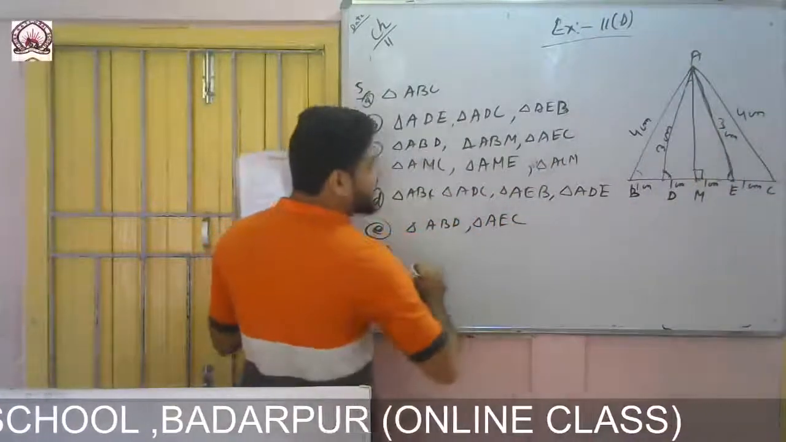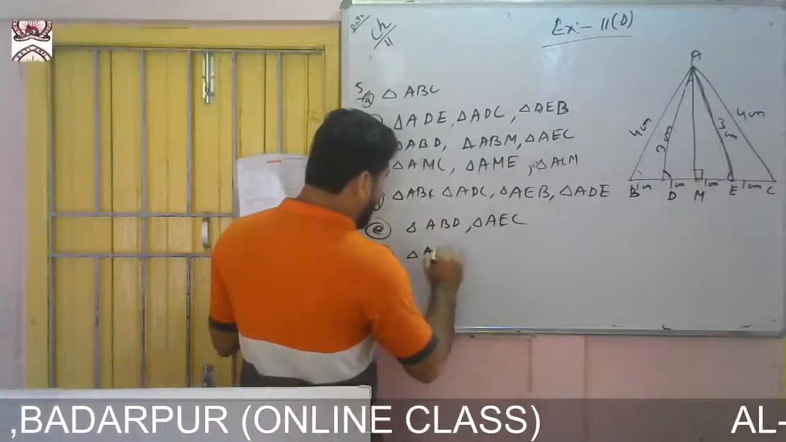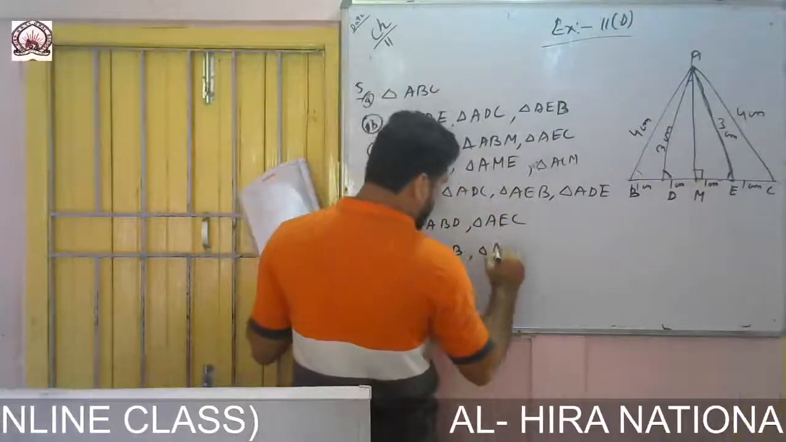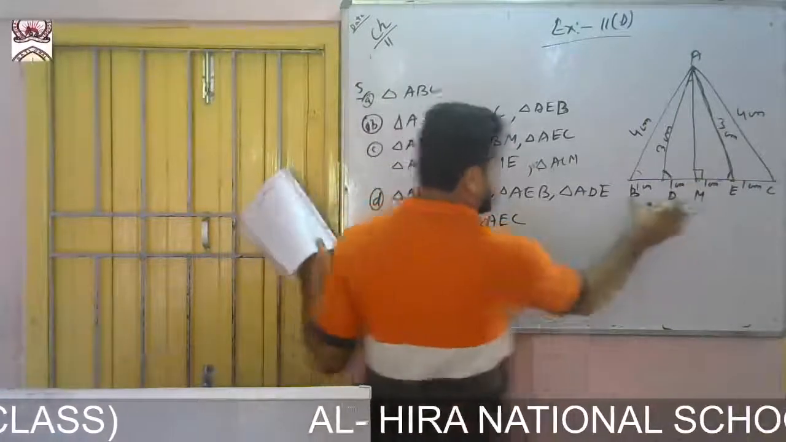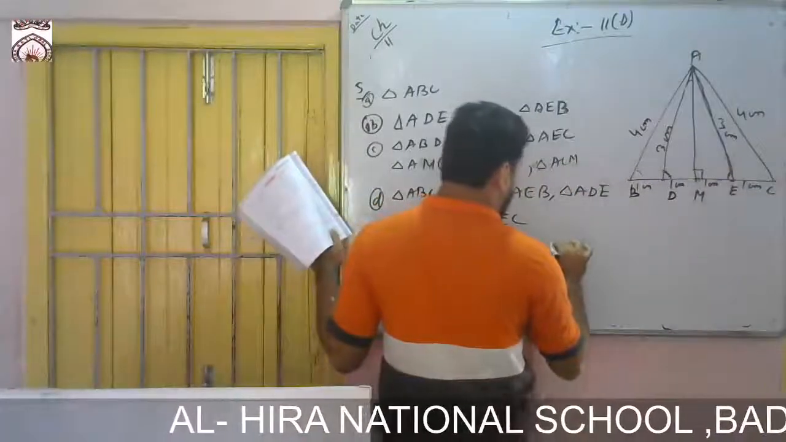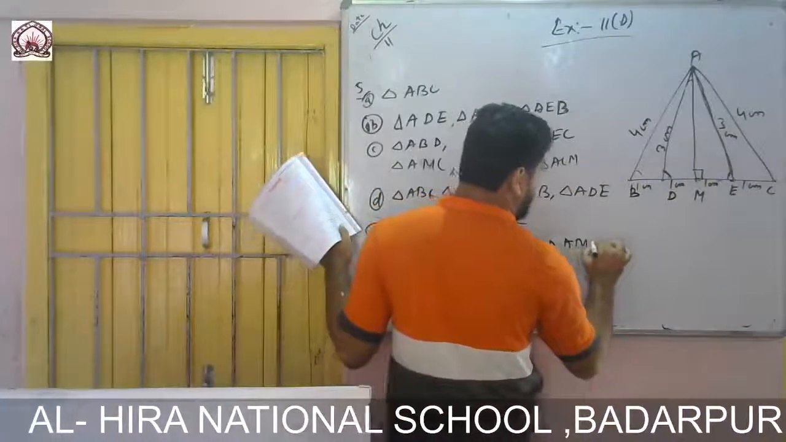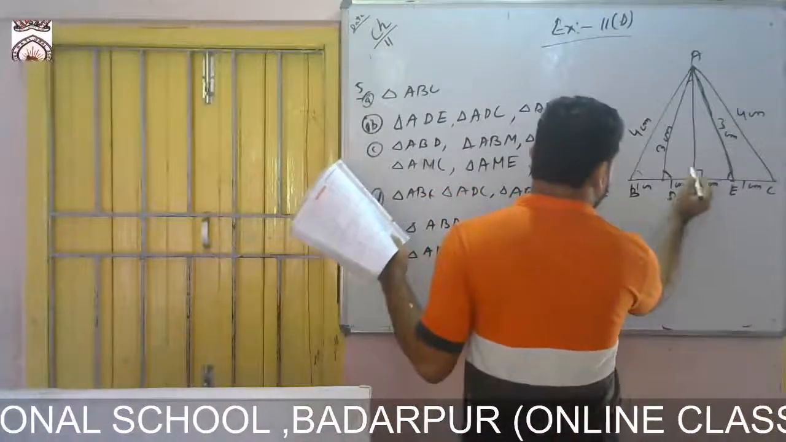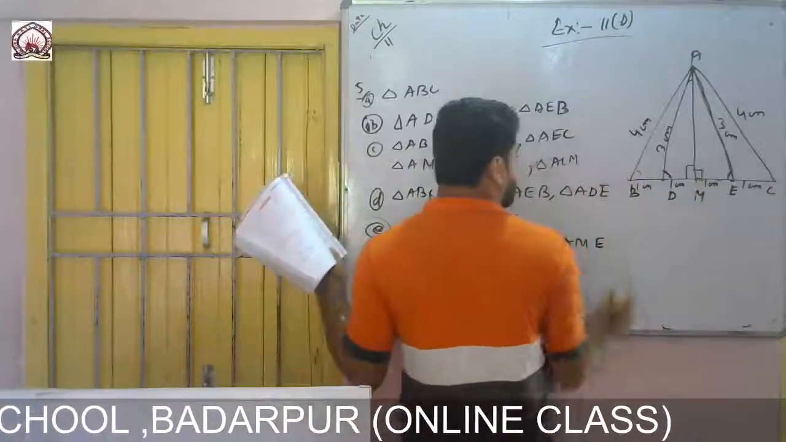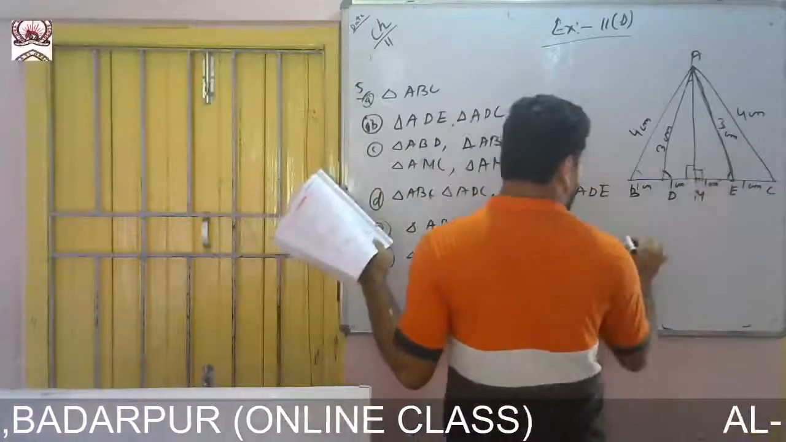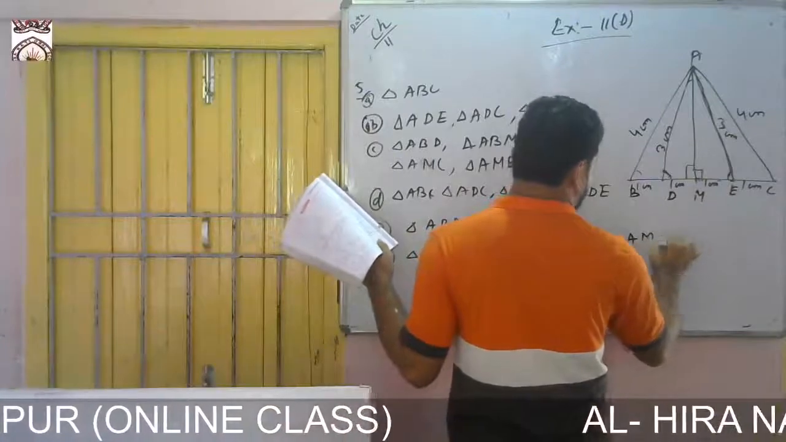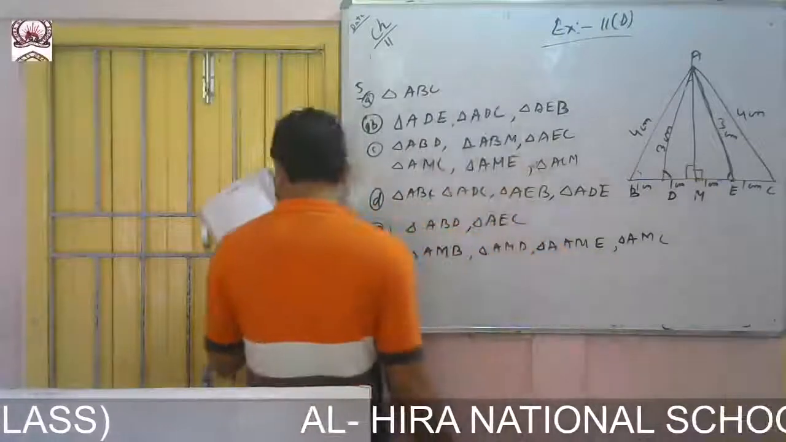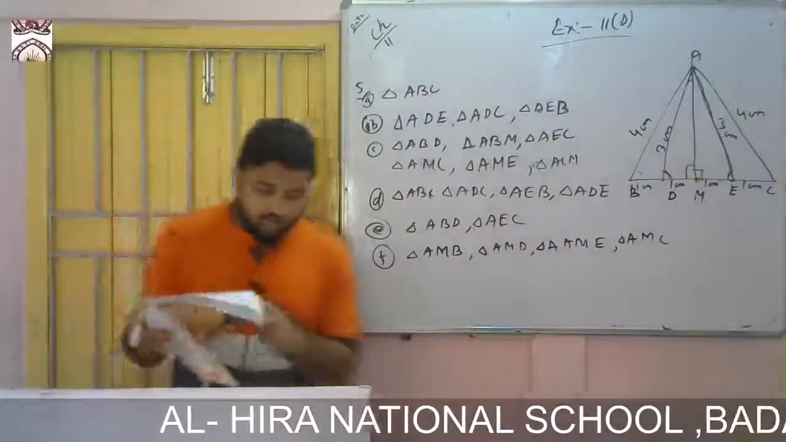So write first AMB, triangle AMB, this triangle, then AMD, and triangle AMD, then this side, then come to that side, triangle AME. Why this side? Because if it is 90 degrees, then this side is also 90 degrees. For that reason we took this side also. Now this side AME, then AMC. So these all are right triangles.